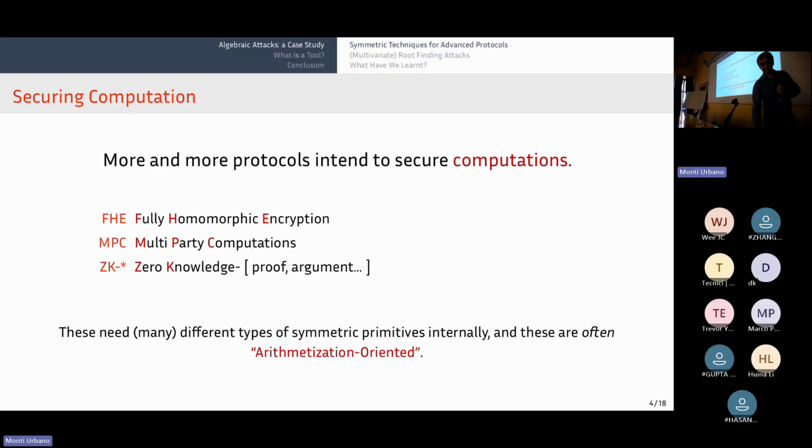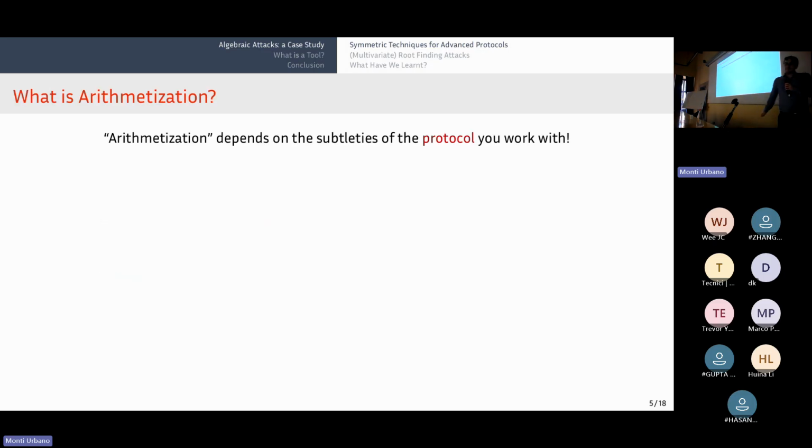So what does that mean? The meaning is not that it's more complicated than it looks, because the arithmetization you use will depend on the protocol you're using. And there are many different arithmetizations that are not really compatible. So really here, I want to emphasize that I'm painting with a very, very broad stroke.